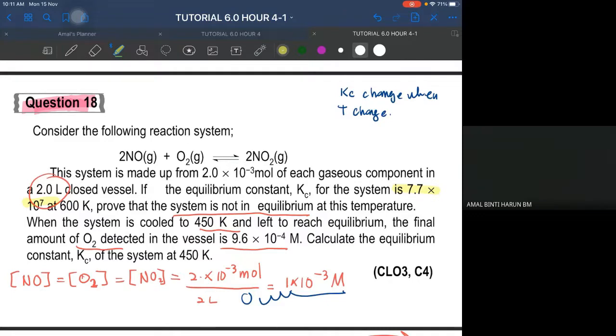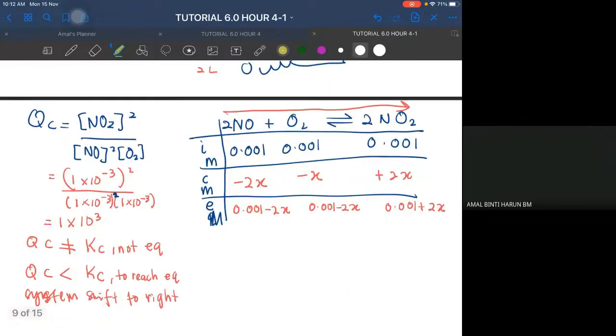Boleh identify? Final amount of O2. This one. Okay, thank you. So, the final amount of oxygen detected 9.6 exponent negative 4. Mana oksigen? Inilah oksigen dia.